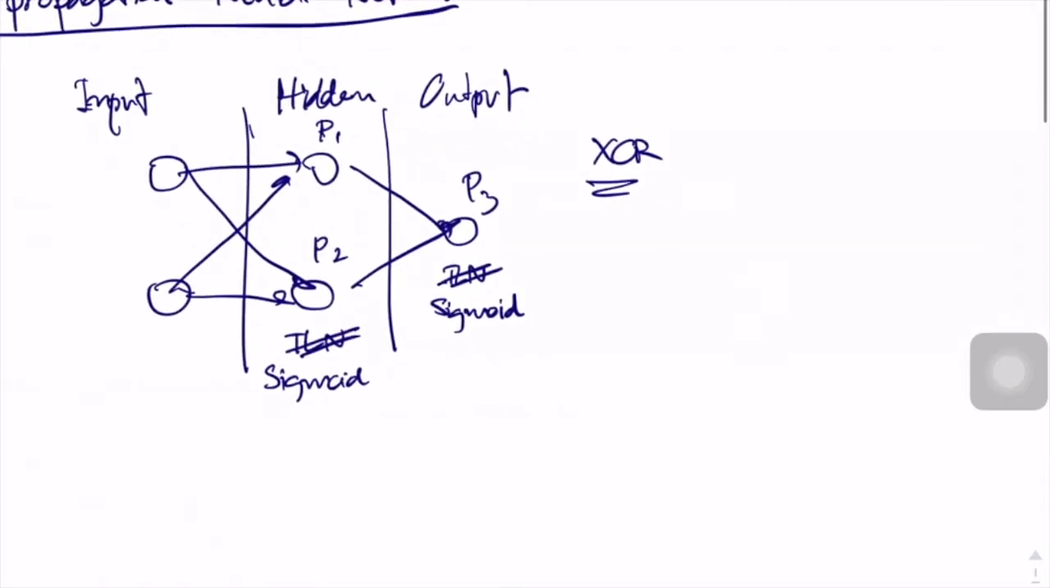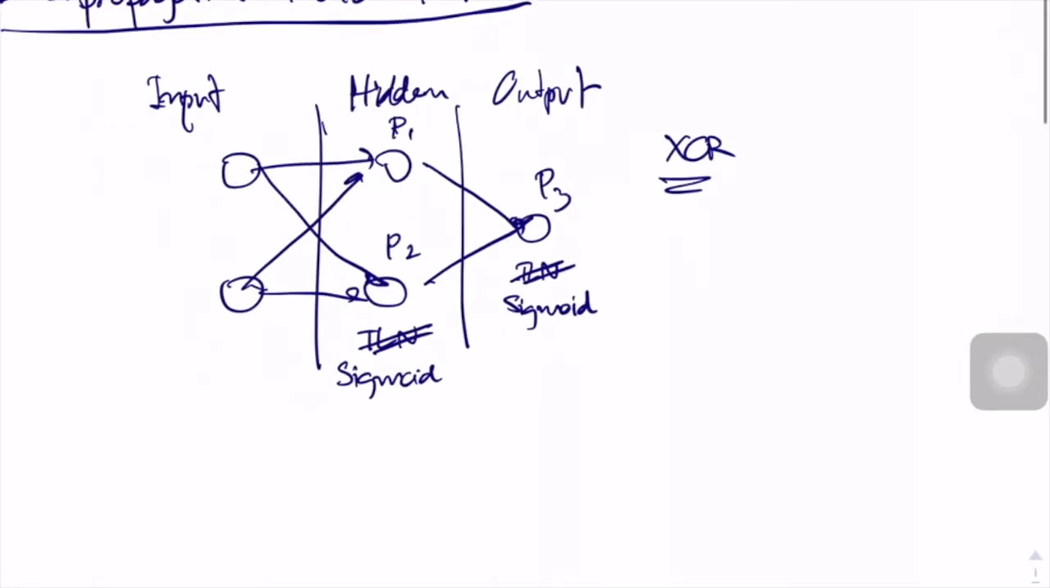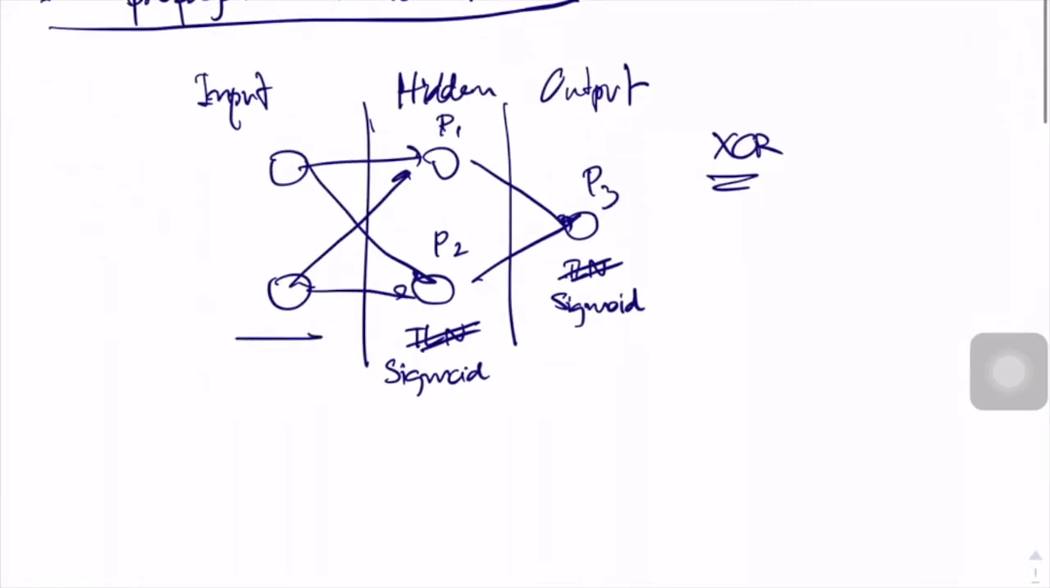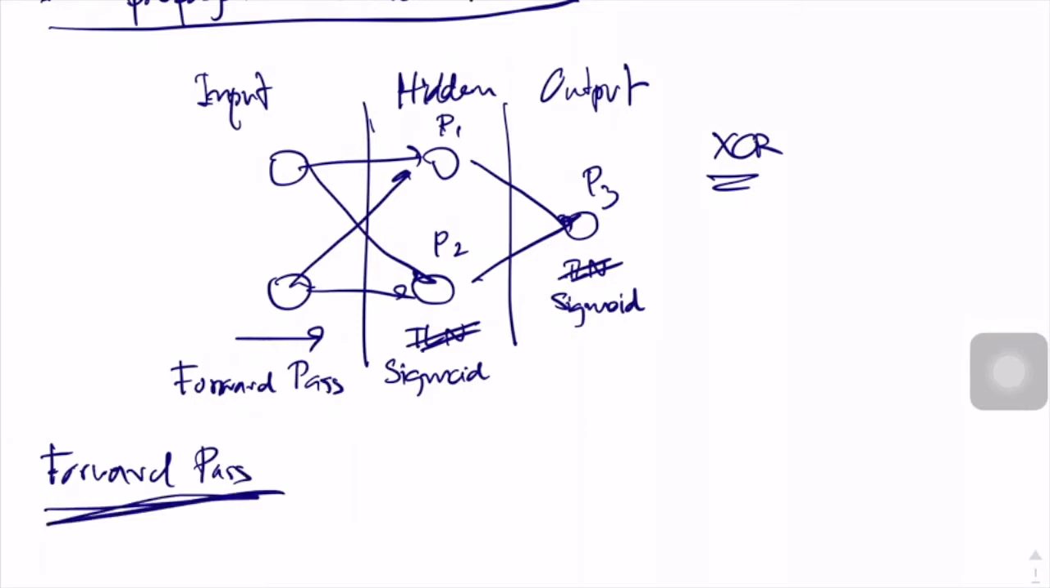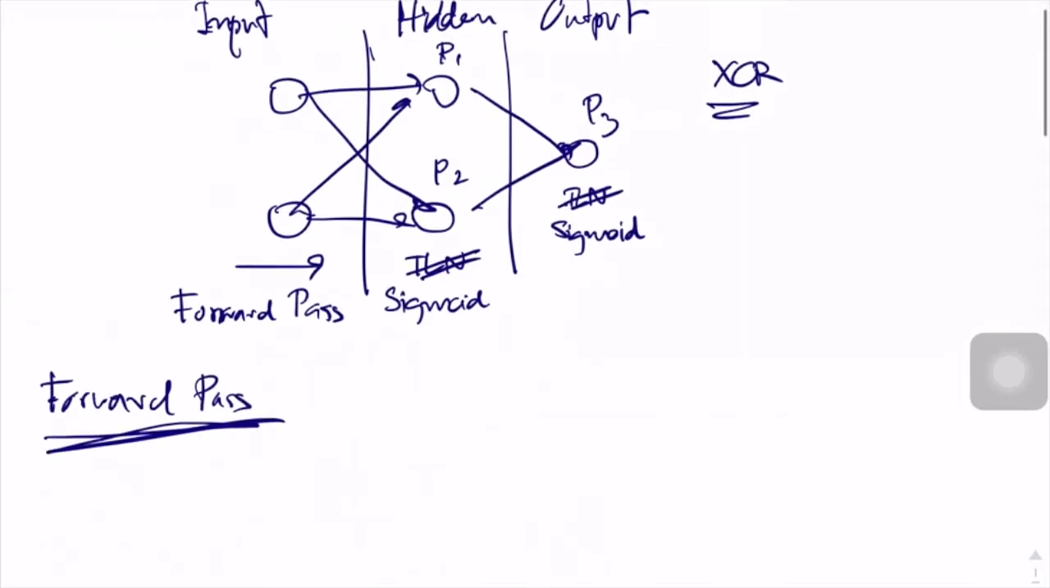And in this part, we will use only the forward pass. The forward pass is the part where we feed the input from the input side. We feed the input from input to hidden, and we calculate from hidden to output. So in our forward pass, we'll have some notation like this.